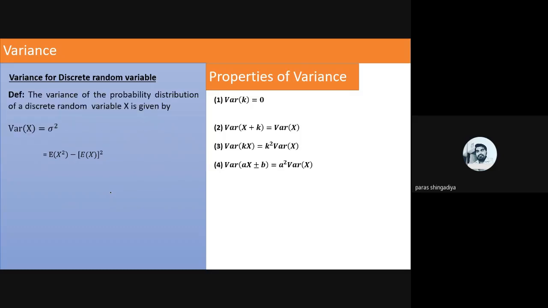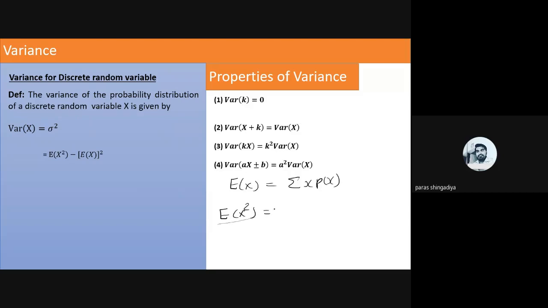Next one is variance. So what is the variance of the probability distribution data? It is denoted by Var of x, or you can also write sigma square, and sigma square is equal to E of x square minus E of x whole square. E of x square, what does it mean? We have the formula of E of x: E of x can be written as sigma x into p of x.